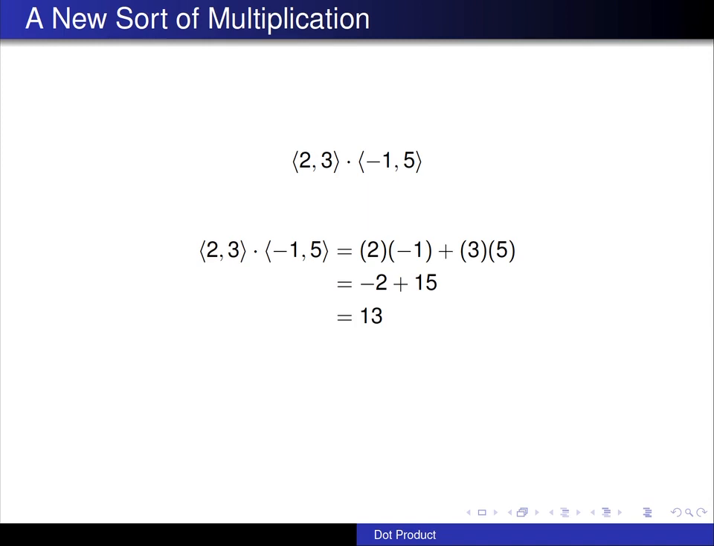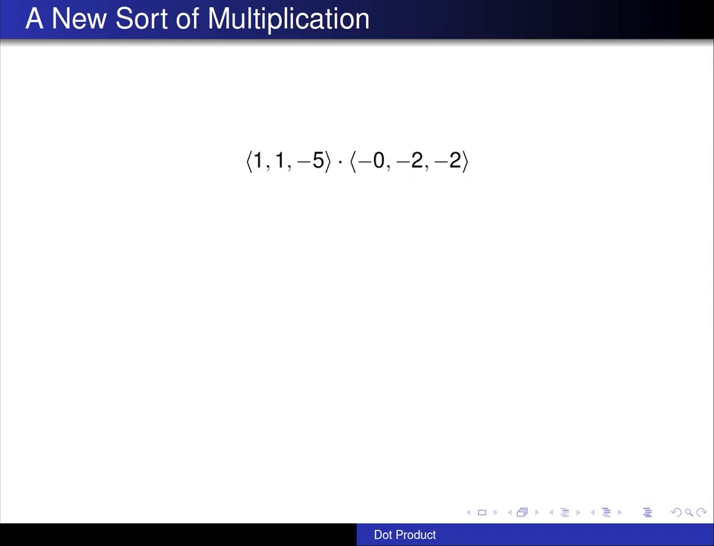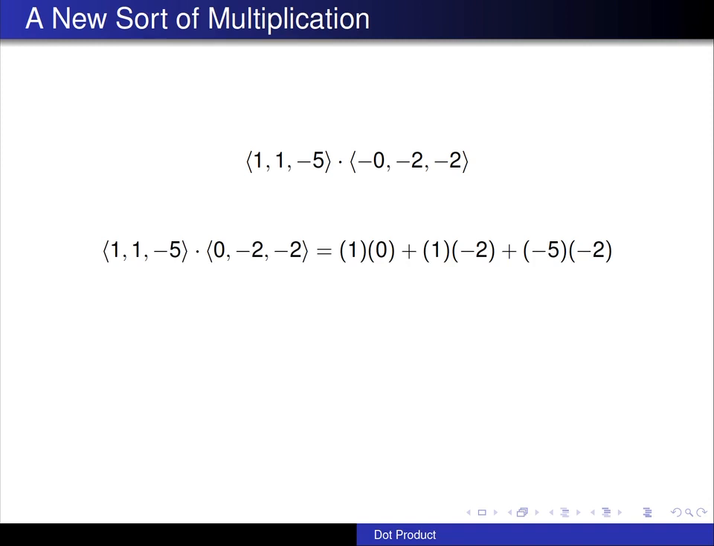Now you can do it for vectors certainly of larger size. Here's a three-dimensional vector and 2 of them. We're going to dot them together, but the process is exactly the same, right? We pair up the corresponding elements. So we pair up the 1 with the 0, that becomes our first term. 1 with this -2, that becomes our next term. And the -5 with the -2, that becomes the third term. We do all that multiplication now, right? And the addition, and we have 8.